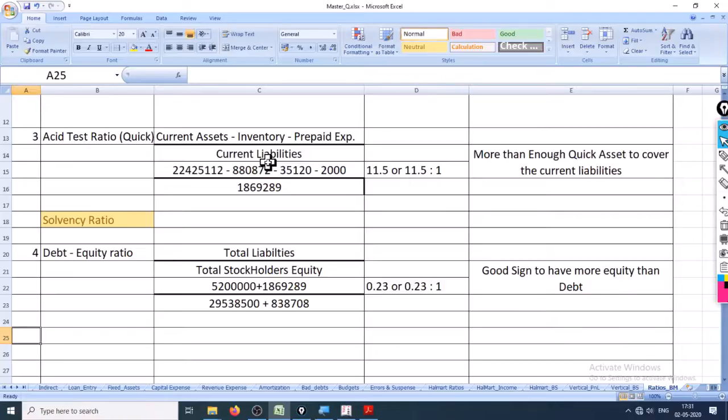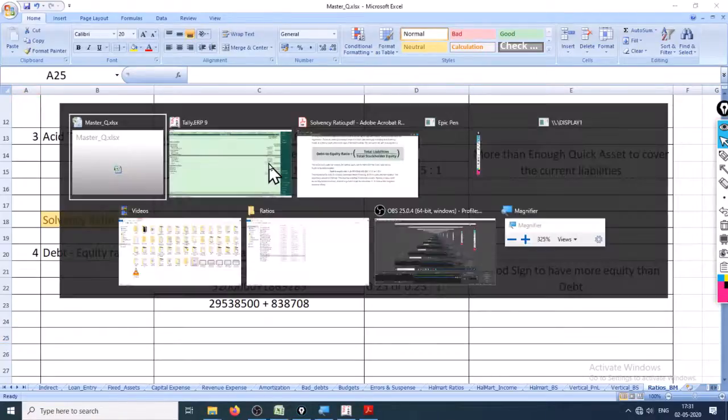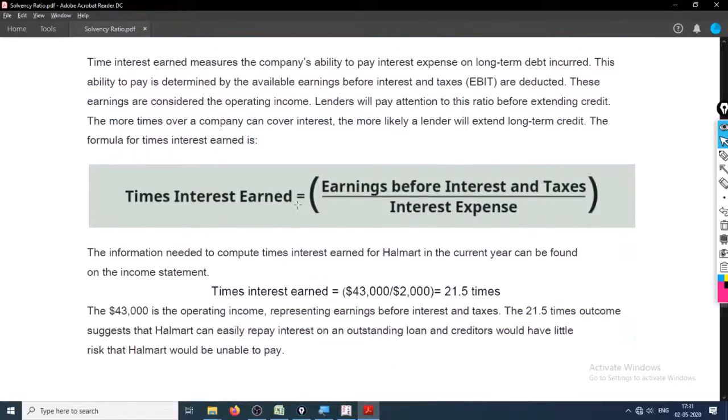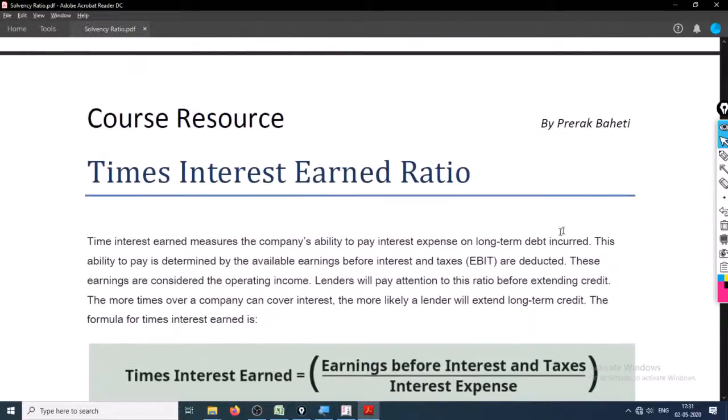Now the next in line is times interest earned ratio, which we'll study in the next lecture. Okay, good day.